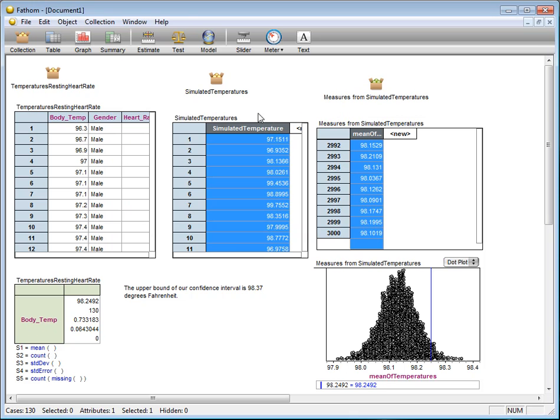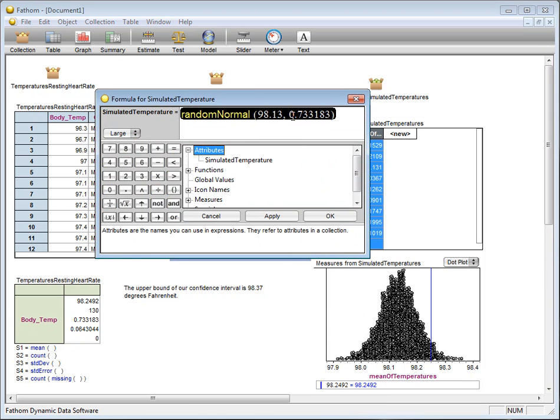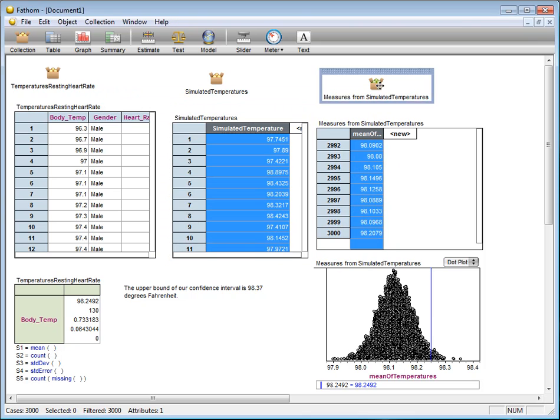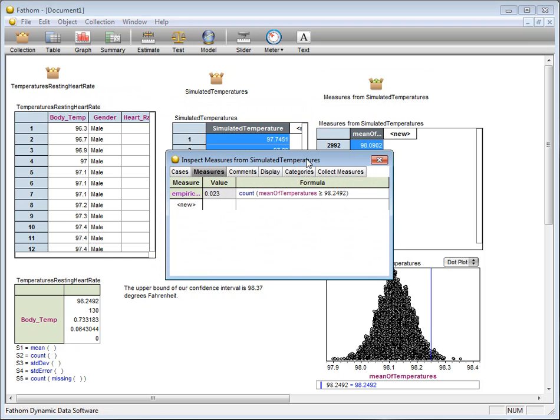So let's check out 98.12 really quick. 98.12 produces an empirical p-value of 0.023, which when we double gives us a quantity that's underneath the threshold value of 0.05. So the data provide enough evidence to suggest that the true mean body temperature is not 98.12 degrees.